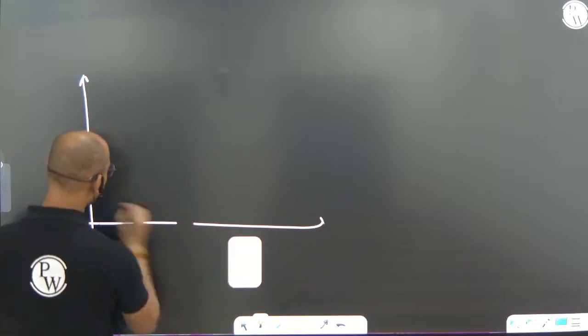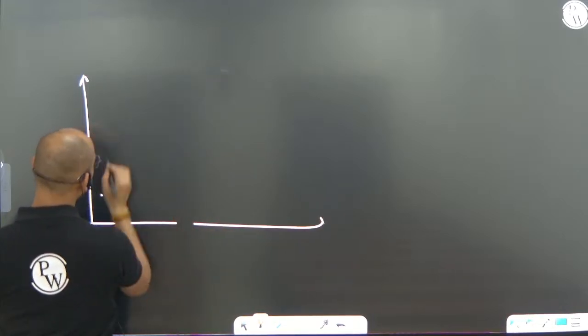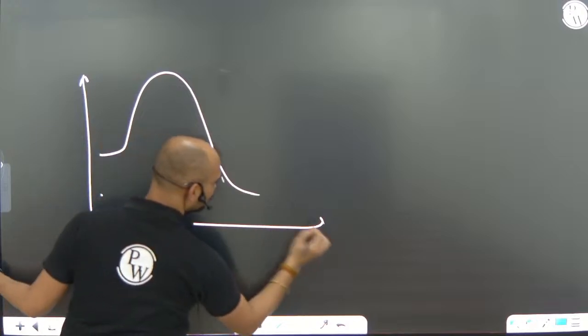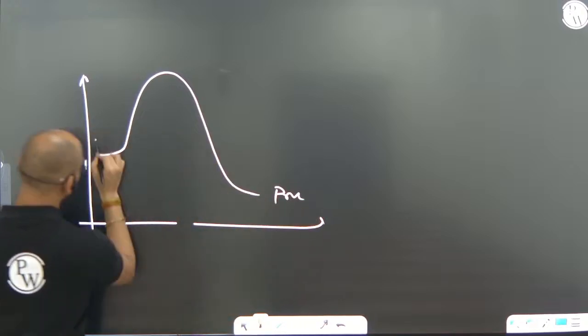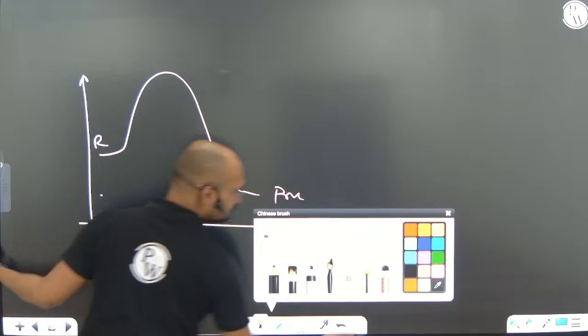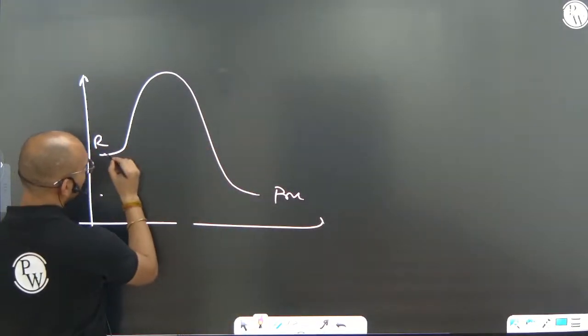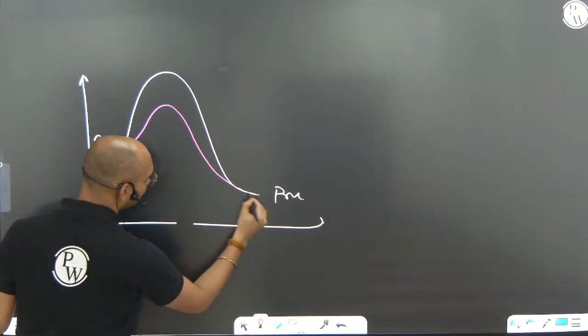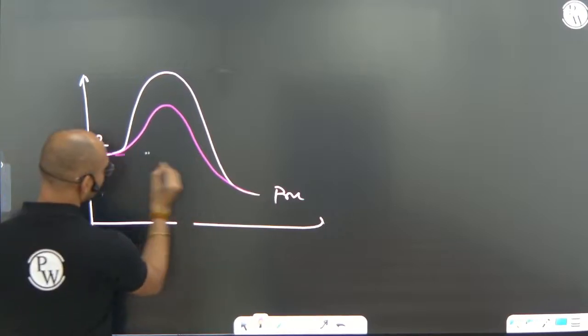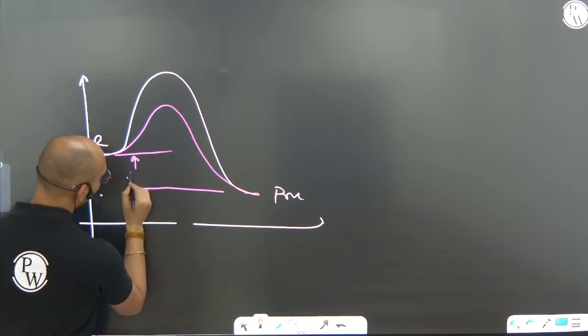How will the graph work? Consider there is a reaction like this. So there is a reactant going to product. It is product, it is reactant. So consider it is without catalyst. If you put the catalyst, what will happen? This reactant and product are not going to change. So therefore we can say delta H is going to be the same.